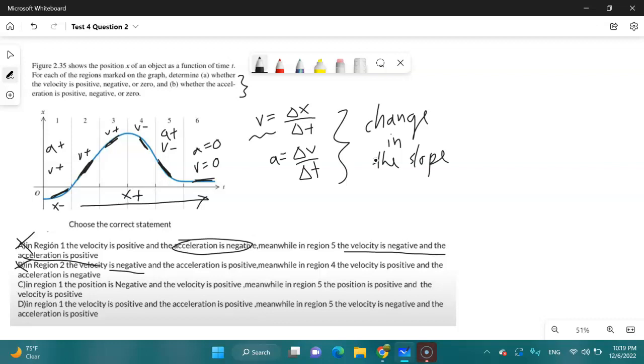In region 1, the position is negative and the velocity is positive. That's correct. In region 5, the position is positive and the velocity is positive. In this case, in region 5, since we have that downward slope, the velocity is actually negative, so it's not answer choice C. So we're left with D, which is in region 1, the velocity is positive and the acceleration is positive. Meanwhile, in region 5, the velocity is negative and the acceleration is positive. So that answer choice is correct.